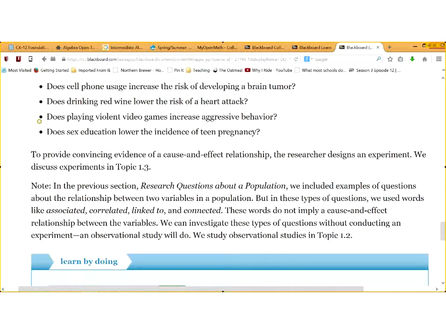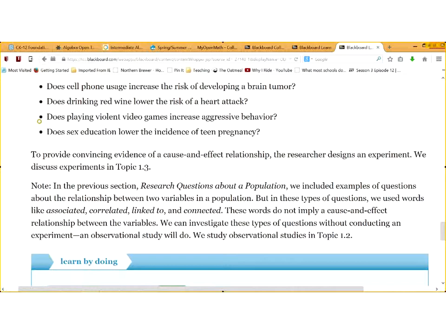But all that means, both of those things, well, the first one, you can mostly assume that means cell phone use probably doesn't increase it. But the fact that people in countries where people drink more red wine have lower heart attack risks doesn't mean that red wine lowers the risk. All it means is that people who drink red wine have fewer heart attacks. It doesn't mean that that's the reason why.